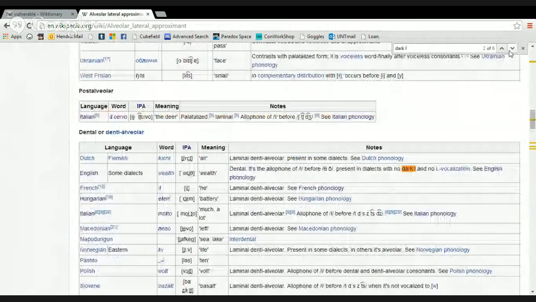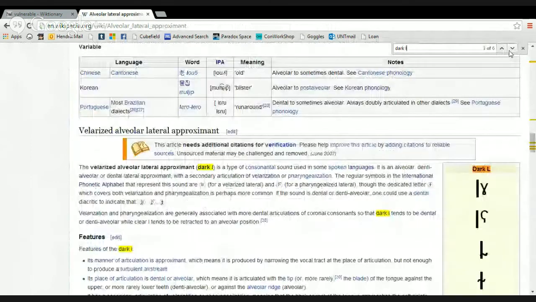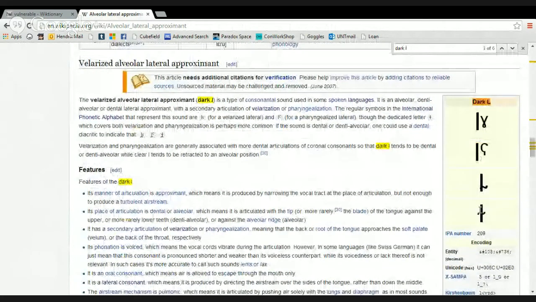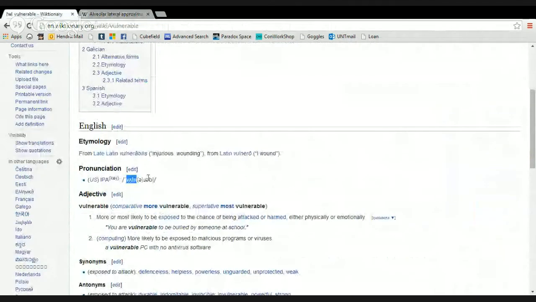Dark L is pronounced... Trying to find the little symbol for it. There's sometimes a symbol, sometimes there's not. These are symbols. This one right here. Do you see that? Yes, this one is the most common symbol, and sometimes you'll see it, but sometimes you also won't, as in here.